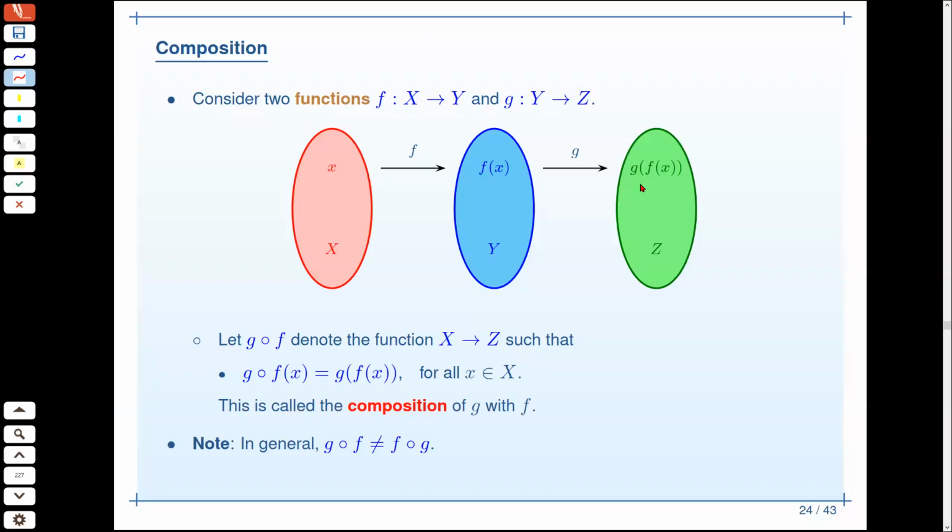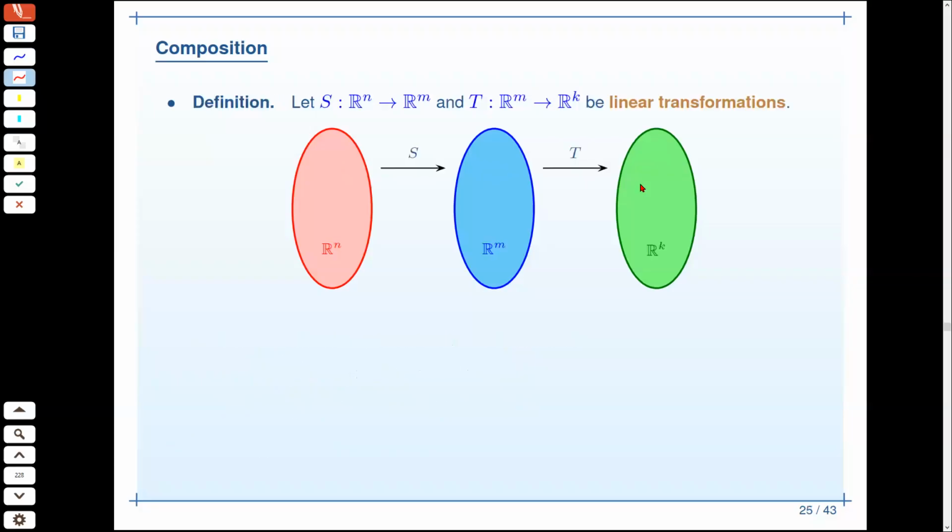Then if you come to linear transformations, because linear transformations are also functions, suppose now we have two functions. S, now this S is for a different purpose. I sometimes use S as a basis, sometimes as a linear transformation, but we need to highlight which it is. So suppose S is a linear transformation from Rn to Rn, and T is a linear transformation from Rn to Rk.